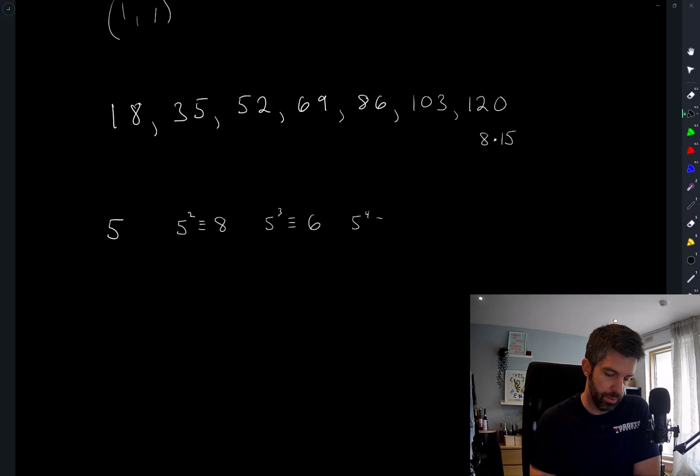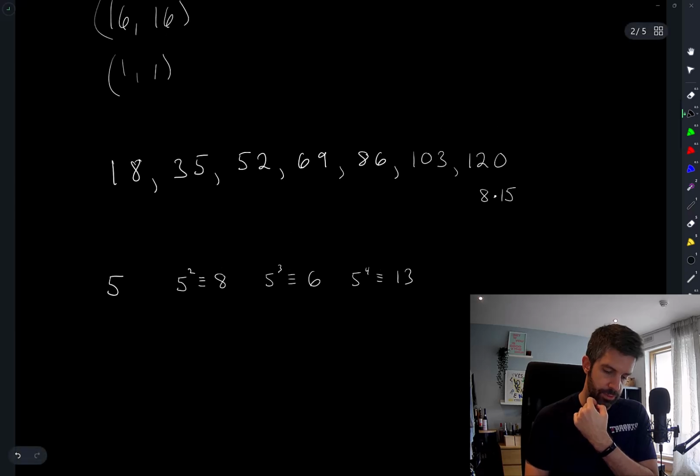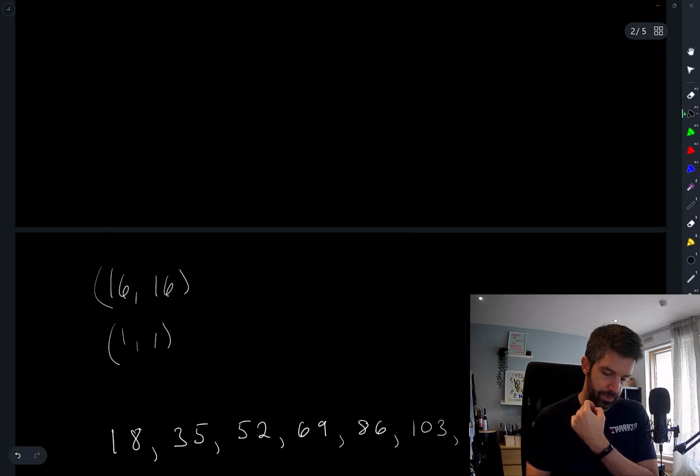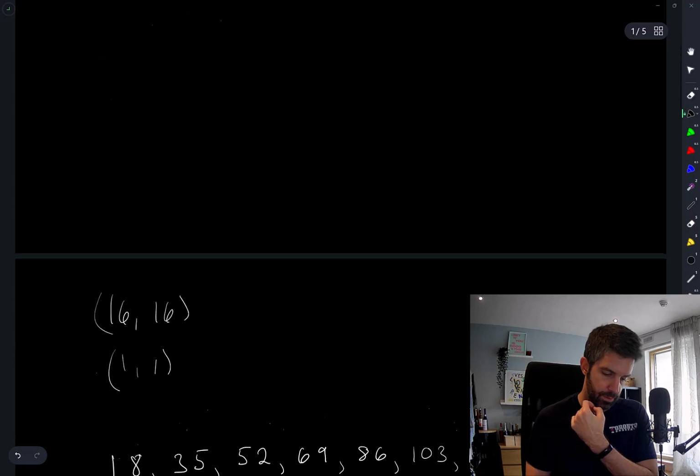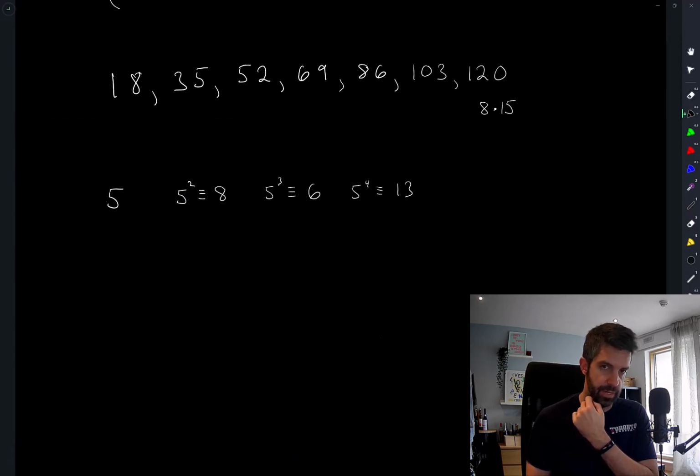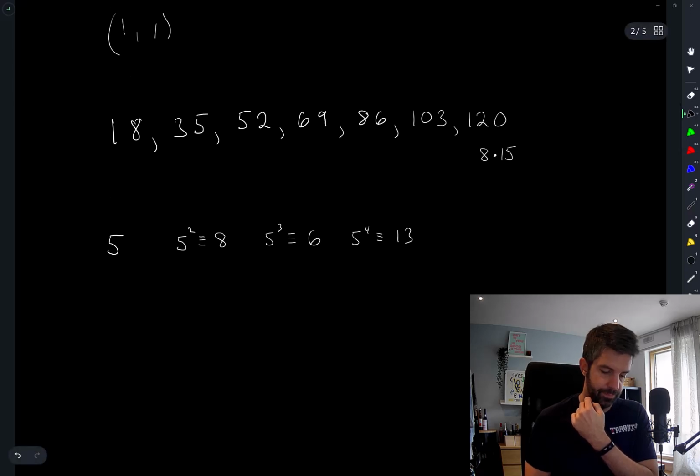5 to the 4 is equivalent to, okay, 30 minus 17 is 13. So 13 is also a unit. So the answer could potentially be 5. Could potentially be, I mean, hold on.